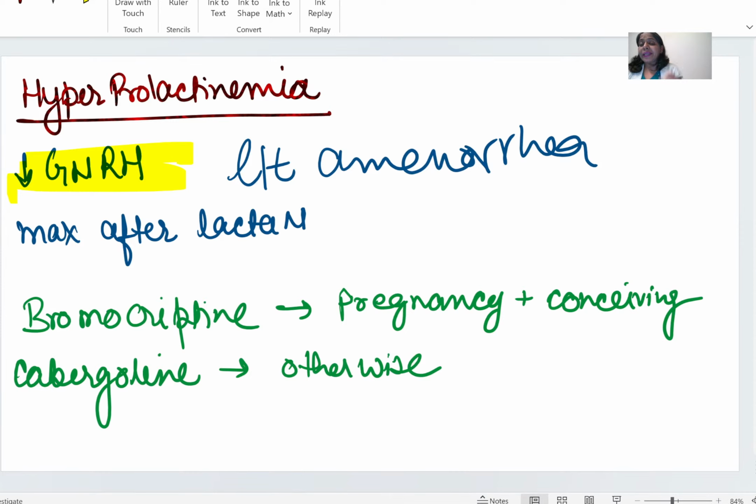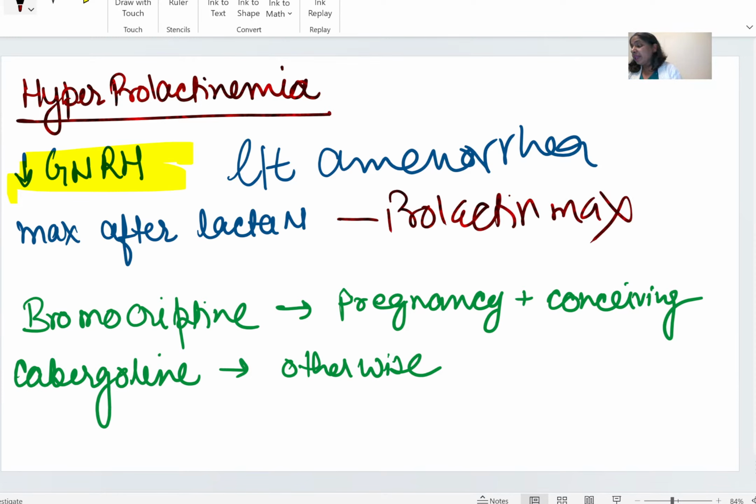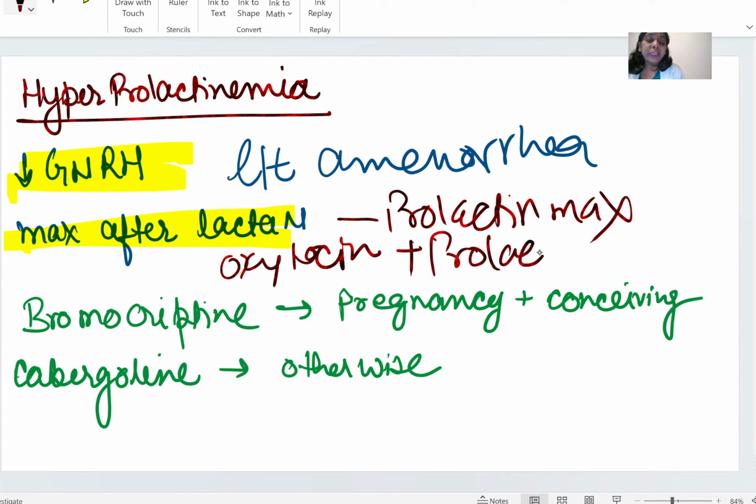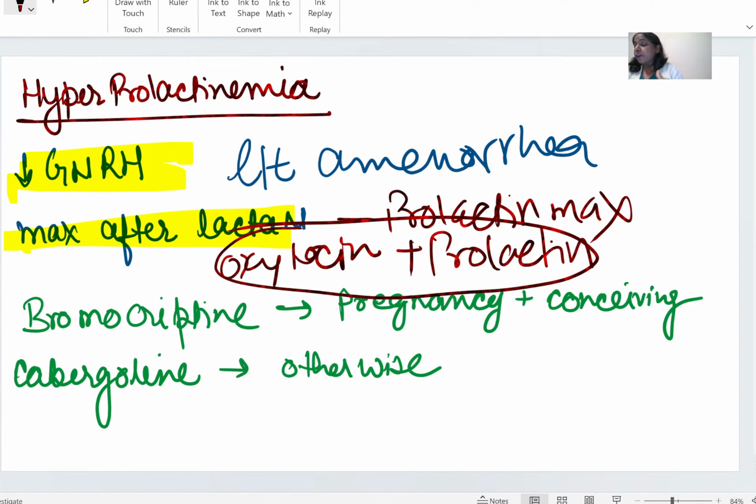Okay, and in a lactating female, when is the prolactin maximum? In a lactating female, the prolactin is maximum just after the lactation. It is a basic question and it has been asked with very confusing options: after lactation, before lactation, after delivery, before delivery. So the answer is just after lactation. When a female lactates, then there is formation of oxytocin and prolactin both, not before lactation. Once the newborn is sucking, there is release of oxytocin and prolactin. Prolactin does the further lactogenesis and oxytocin causes the milk letdown.